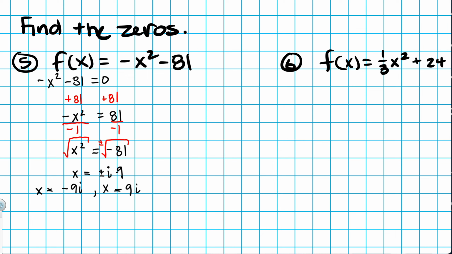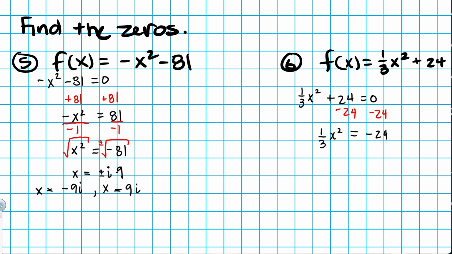Now this one's a little trickier. What we're going to do is the same exact thing we did in the last problem. We're going to take the function 1/3 of x squared plus 24, and we're going to set the function equal to 0. After we set the function equal to 0, the first thing we're going to do is get rid of the 24, so we're subtracting 24 from both sides of the problem. The result is going to be 1/3 x squared is equal to negative 24.